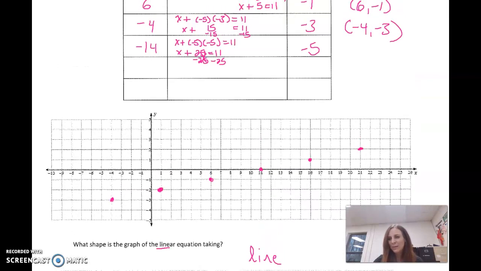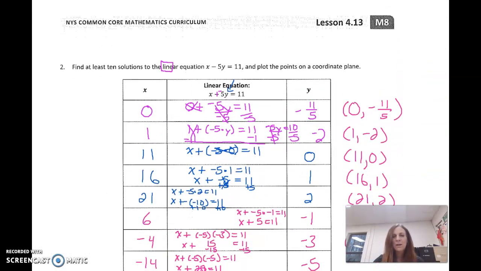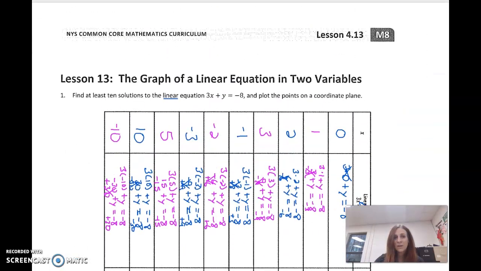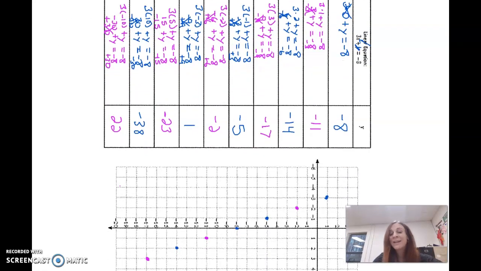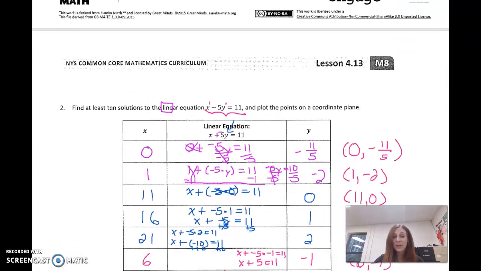Now I'm going to go back. I want to look here at both of these. Notice here that our linear equation, x is to the first power and y is to the first power. Up here in the first one we did, x is to the first power and y is to the first power. Remember, when our variable terms are to the first power, the graph is going to be a straight line.